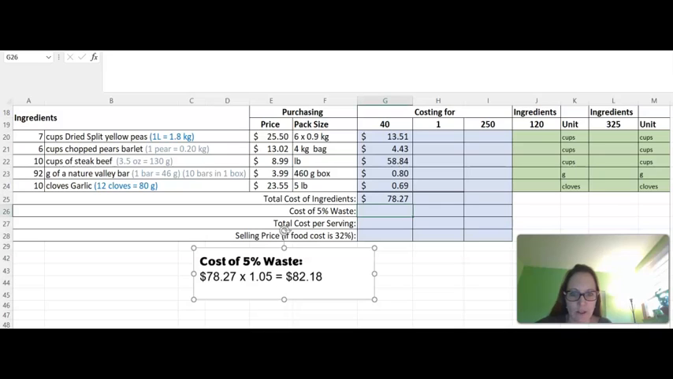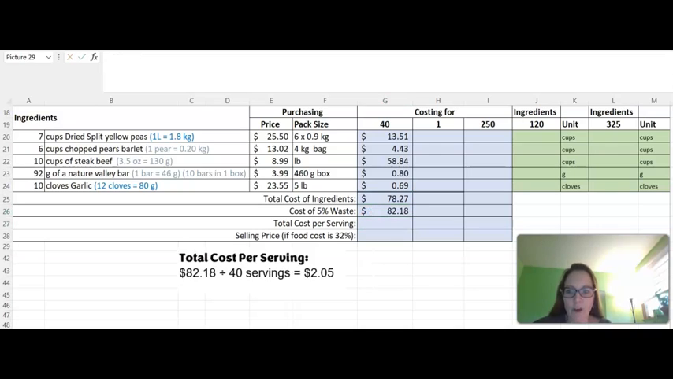So let's make sure that it's correct for Excel. So we're doing our equal sign, and then we're going to click on our 78.27, and then we're going to multiply that by 1.05. And then we're going to press enter and we get $82.18. For our cost per serving, we have $82.18 and we're going to divide that by 40 servings to get $2.05 as our cost per serving.